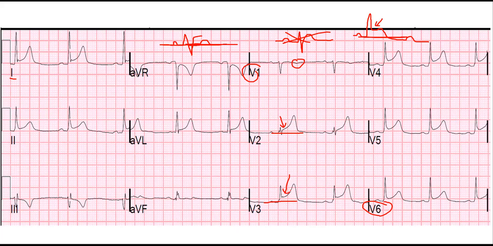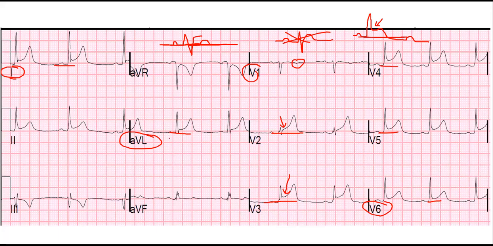V3 is quite prominent, so ST elevation. V4 ST elevation, V5 ST elevation, V6 ST elevation. Once we look at V1 to V6, these are called anterior leads. Then we look at the high lateral leads, which are lead 1 and AVL. Have a look. There is also ST elevation in lead 1, and lead AVL also having a little bit of ST elevation.